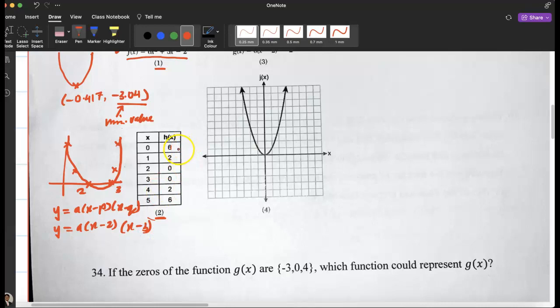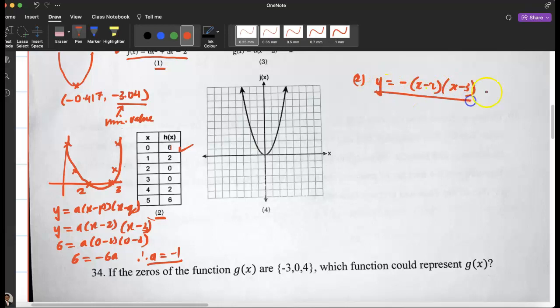Then you use any of the values, let's say 0, 6. So 6 is equal to a(0 minus 2)(0 minus 3). So 6 is equal to 6a. Therefore a is equal to what? 1. So y is equal to (x minus 2)(x minus 3). Now you sketch this on your calculator. Use your GDC, sketch it and get the minimum value.